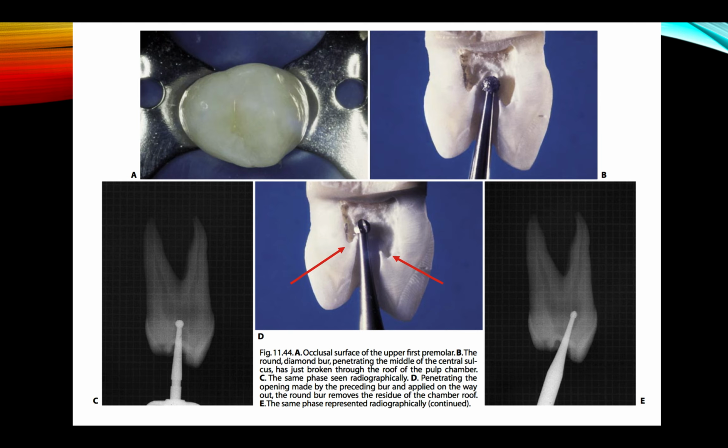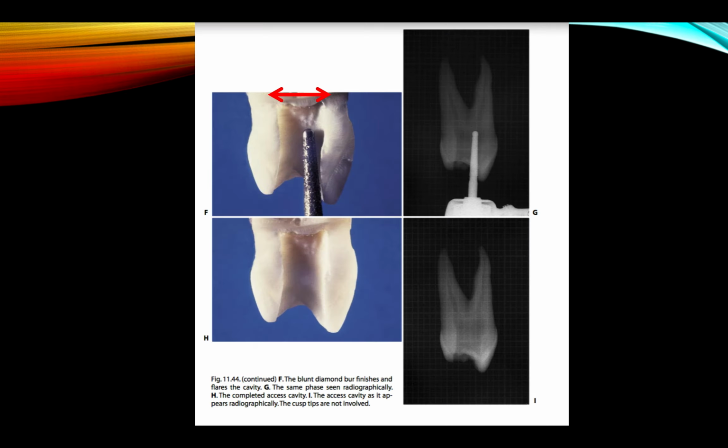Now this picture shows the steps of access cavity preparation. As you can see, the round bur has penetrated through the pulp chamber, and the red arrows point at the roof of the pulp chamber. We use the Endo-Z in a bucco-palatal direction to remove the roof of the pulp chamber. The safe tip of the Endo-Z bur will avoid damaging the floor of the pulp chamber.